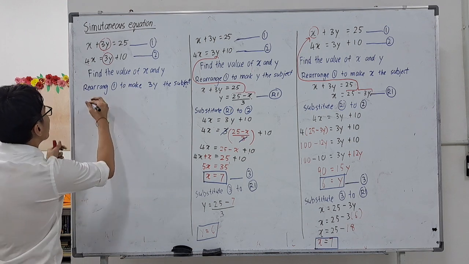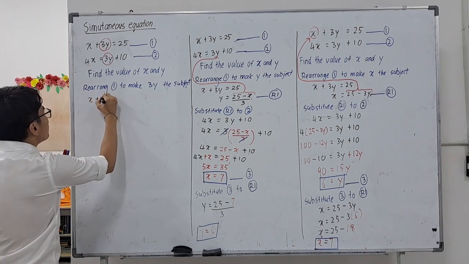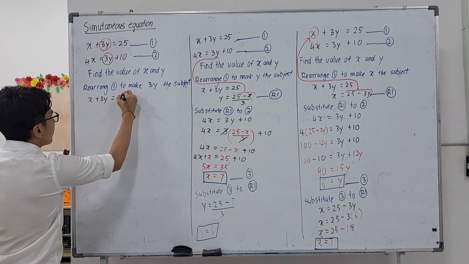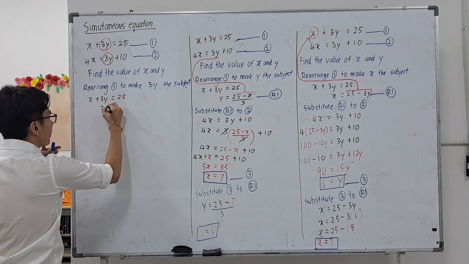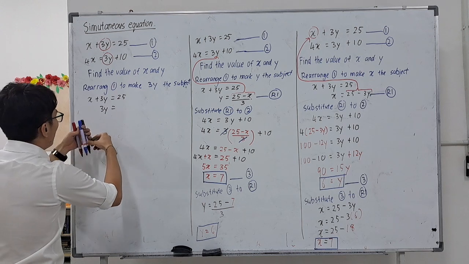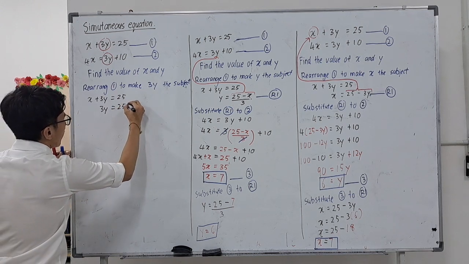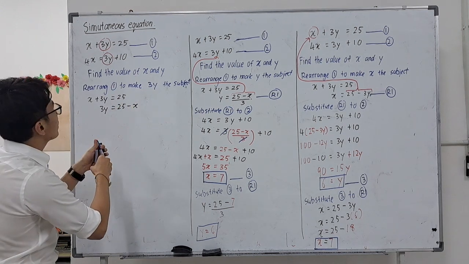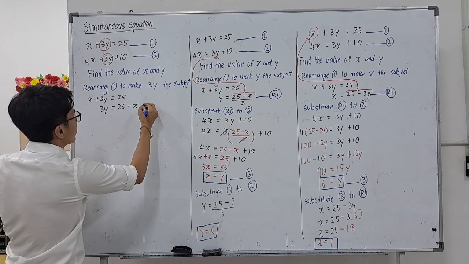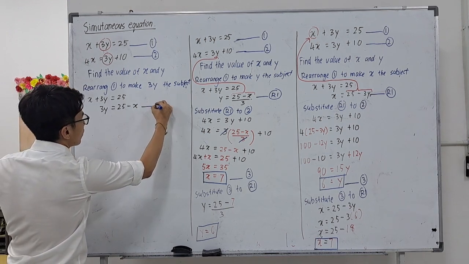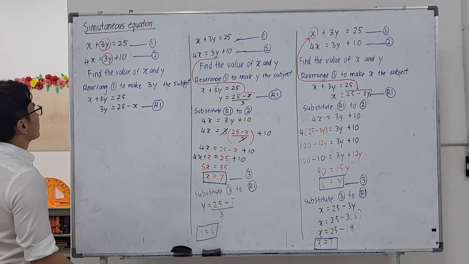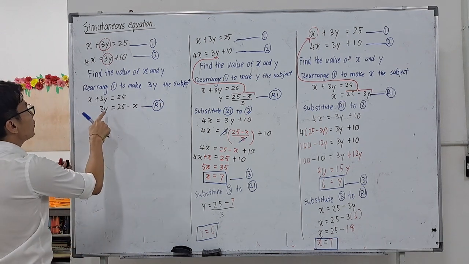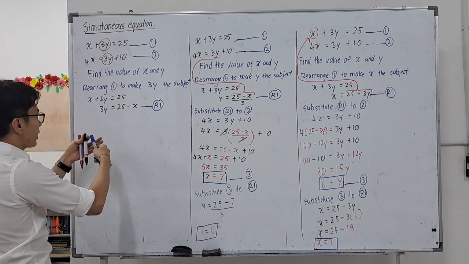So my equation 1, that's x plus 3y equals 25. And if I want to make 3y the subject, that's going to give me 3y equals 25 minus x. So this one over here, I have modified equation 1, so I will call this R1, because I have already rearranged equation 1. Because this is 3y, which is the same as this, I can substitute this.